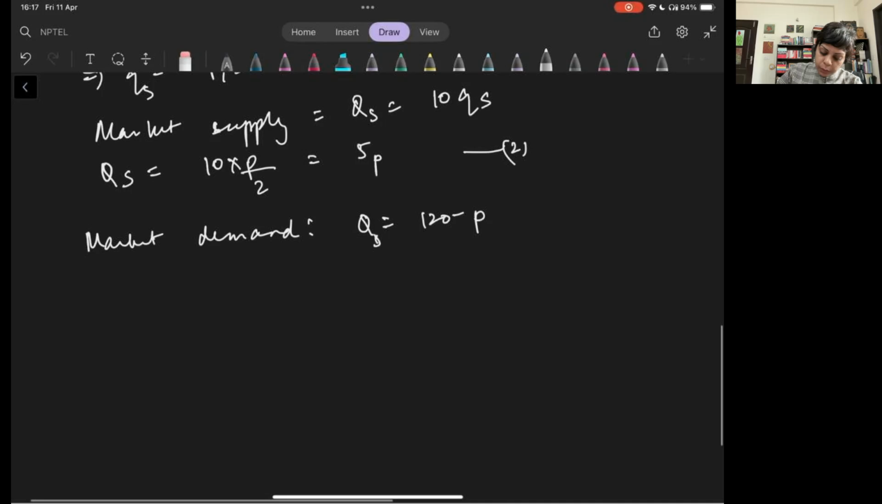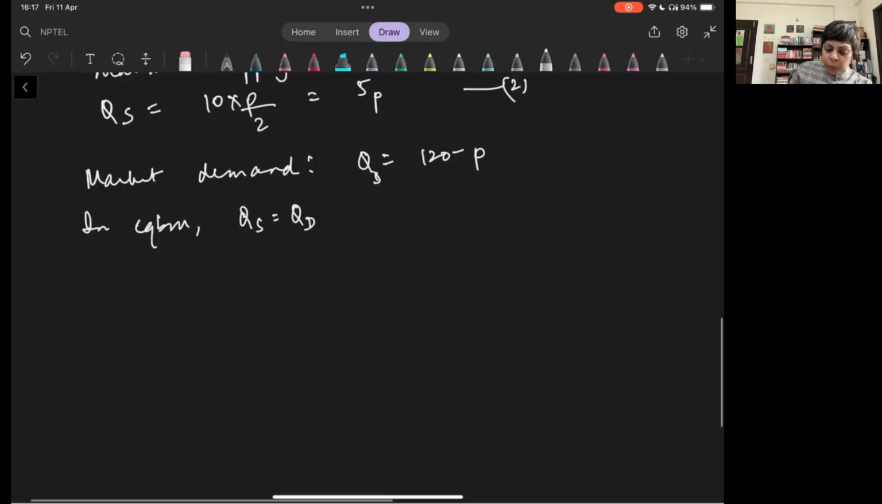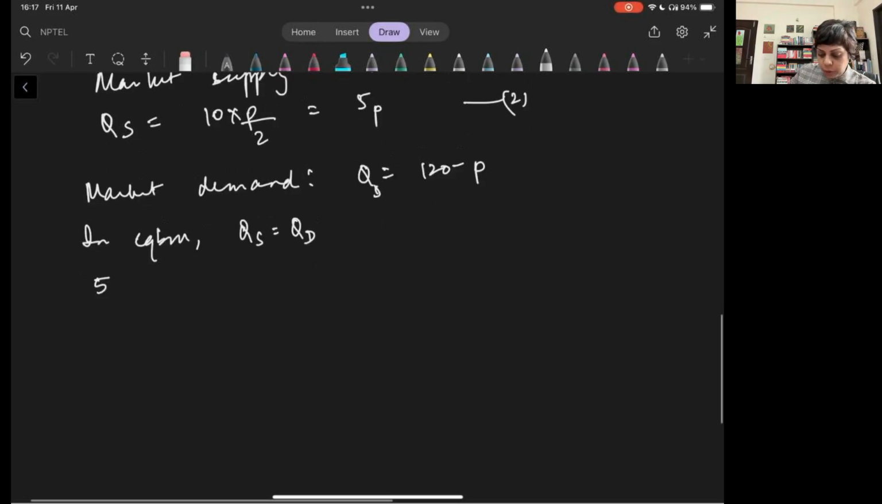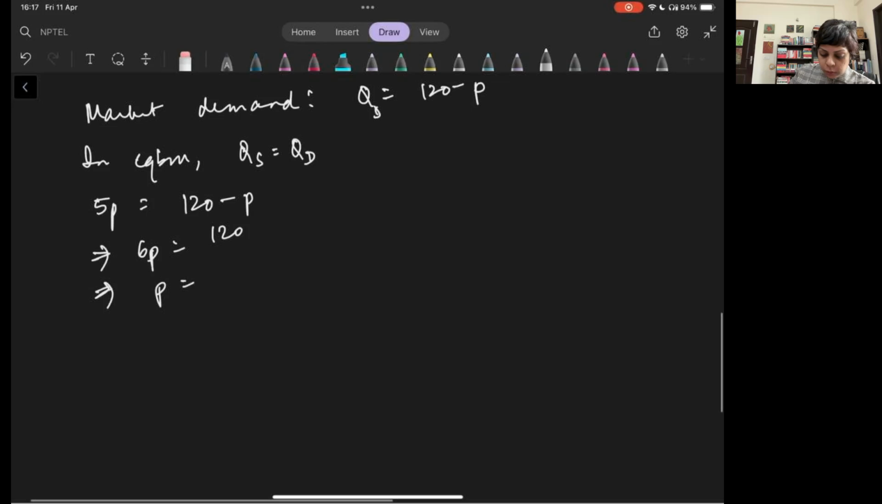Now in equilibrium, QS equal to QD. That's what equilibrium means, right? So we just equate QS and QD. What do we get? 5P equal to 120 minus P. 6P equal to 120. P is equal to 20, right? 120 by 6, 20. So the equilibrium price comes out to be 20.